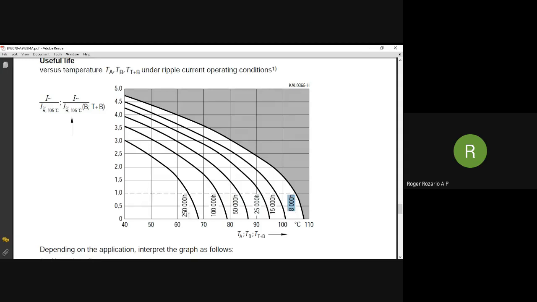Whereas when the temperature decreases to 60 degrees Celsius, you can operate it for 250,000 hours. So basically, everything depends on the temperature. So this is the standard lifetime of a capacitor.